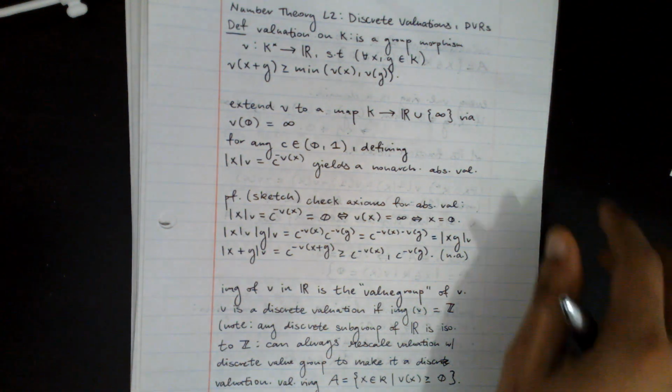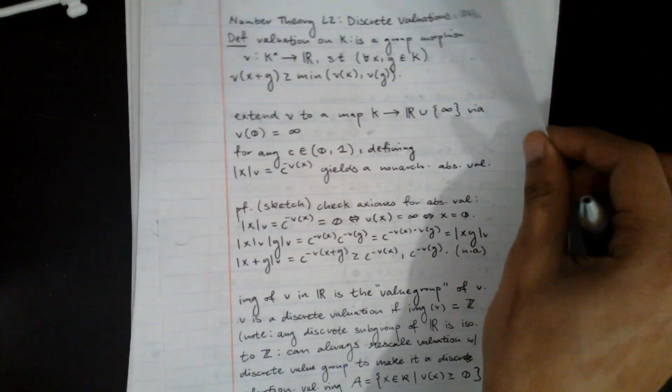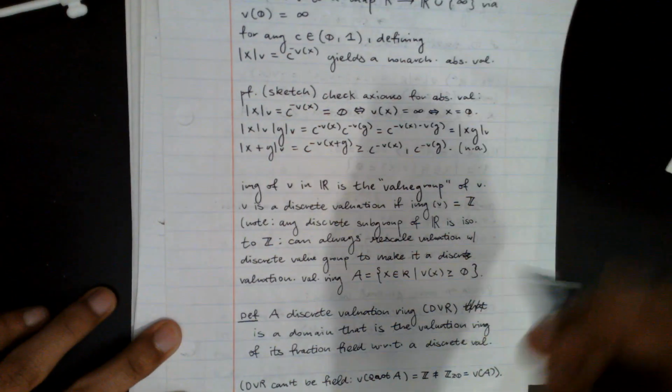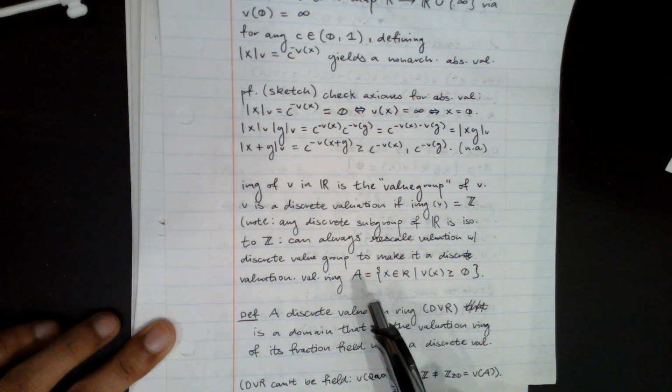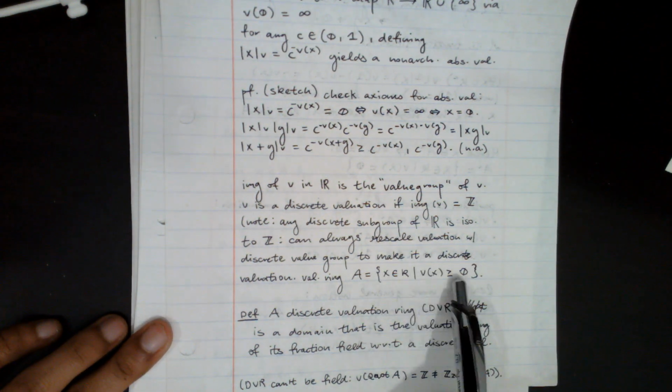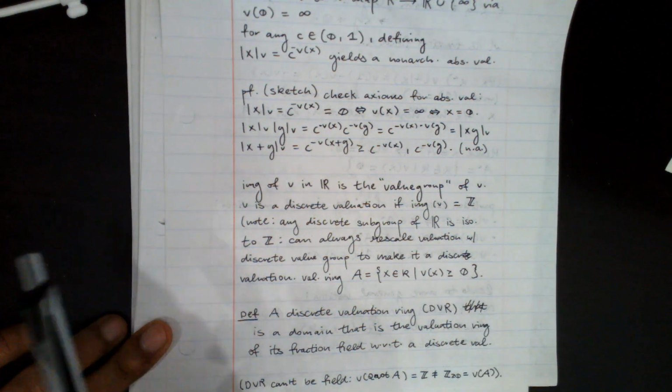We define now the valuation ring associated to a discrete valuation, or a valuation in general. And this is denoted by A. It consists of all elements in the field whose valuation is non-negative.